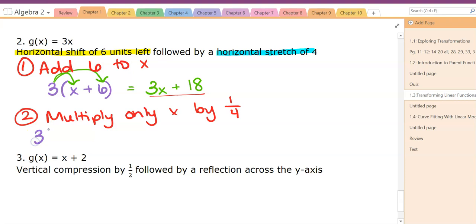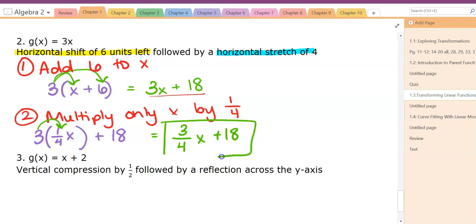So I'm going to have 3, 1/4 times the x, and then we have plus 18. Then we will distribute again, and so I'm going to have 3/4 x plus 18. That's going to be my final answer.